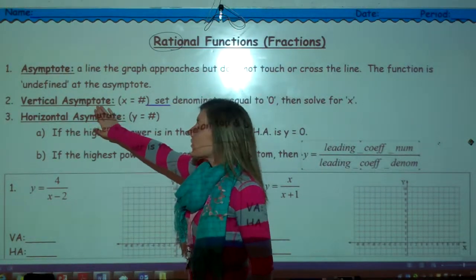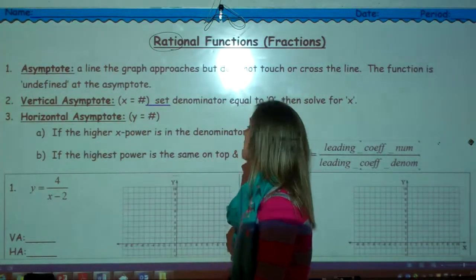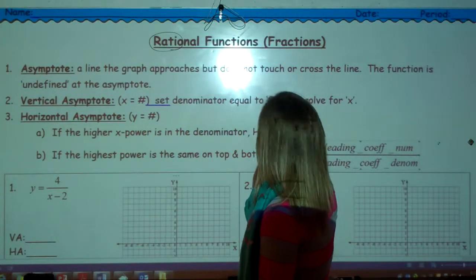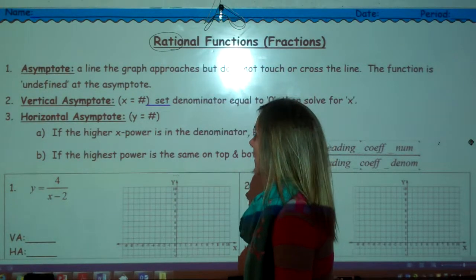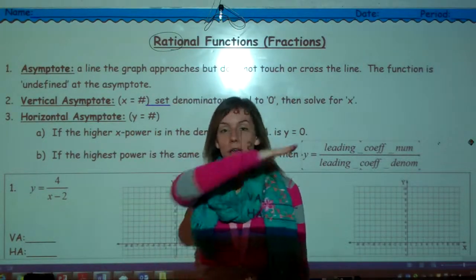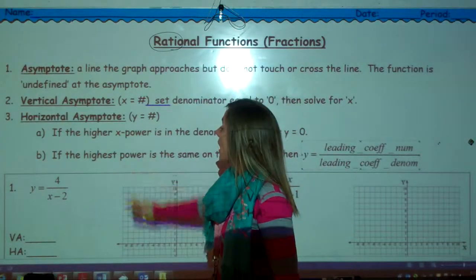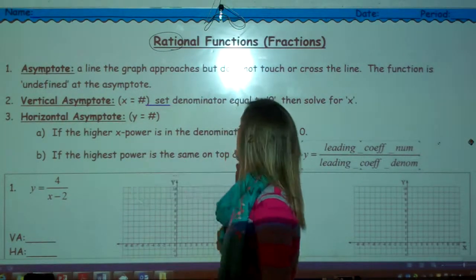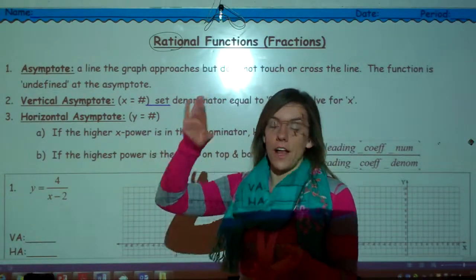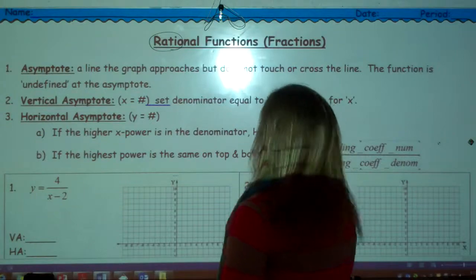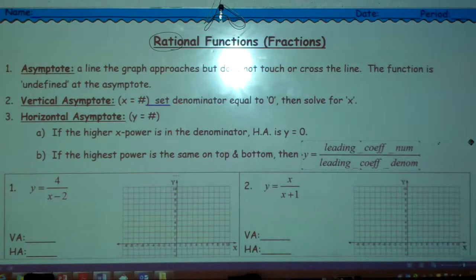So to find the vertical asymptote, okay, up and down, that means it crosses the x-axis. So it's x equals, and we set the denominator equal to 0, and we solve. I'll show you what we're doing when we get there. And then for horizontal asymptotes, that means it's the line that goes this way, so it crosses the y-axis. So it's y equals. If the higher x power is in the denominator, then it's 0. If it's not, then you divide your x's, and it's whatever you get. And I'll show you what we're talking about when we get there as well, okay? So let's look at a couple of problems.